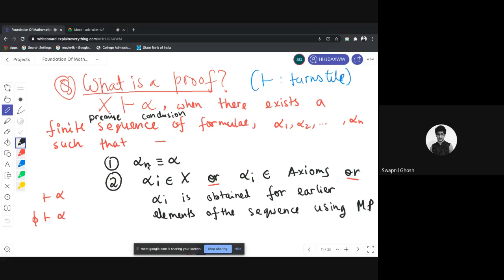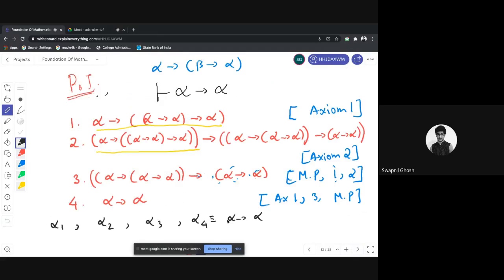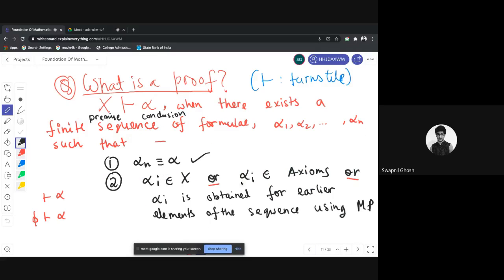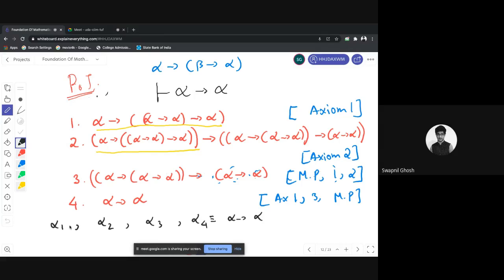Now, the first criterion of what a proof should be is valid. Because alpha n, the alpha 4, is what you wanted to prove. Now alpha 1 is an axiom, so okay, each xi is either an axiom or an element of the premise set. The premise set is empty, so we don't have to worry about that. Axiom or obtained from earlier elements of the sequence using modus ponens, right? Alpha 2 is the second axiom, so it's all right. Now alpha 3 is obtained from alpha 1 and alpha 2 using modus ponens. So this is also a correct element.